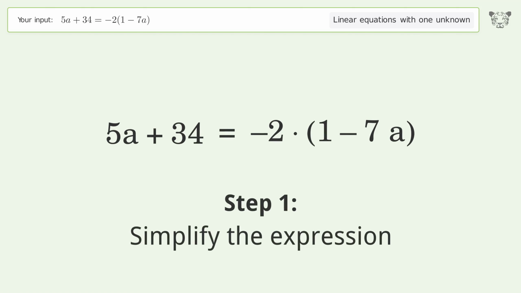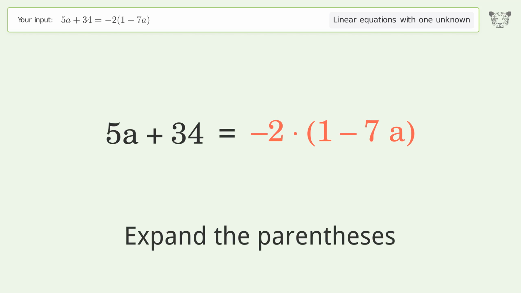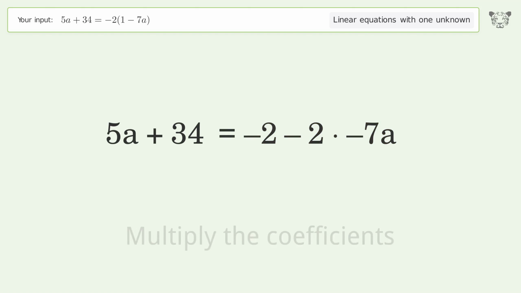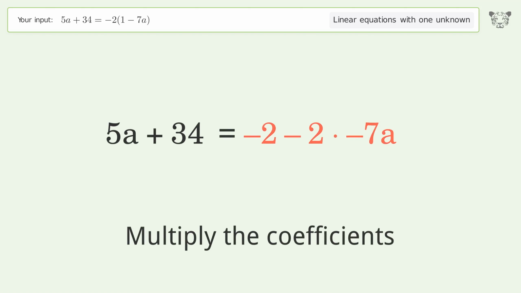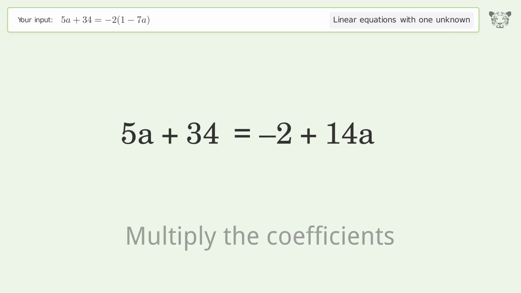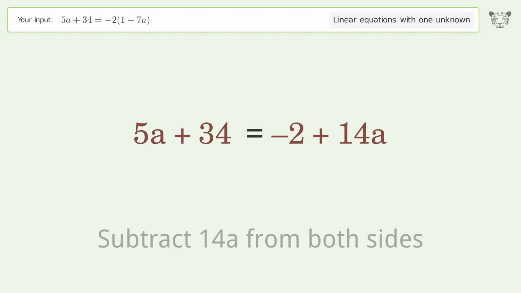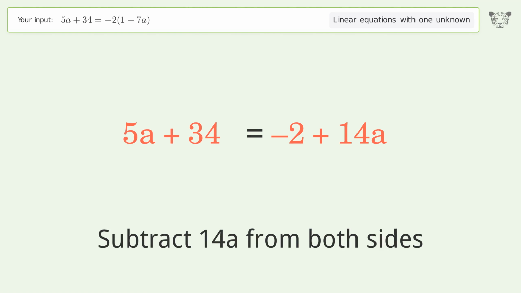Simplify the expression. Expand the parentheses. Simplify the arithmetic. Multiply the coefficients. Group all y terms on the left side of the equation. Subtract 14a from both sides.